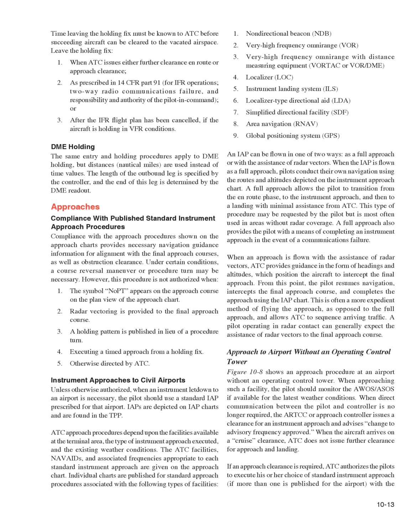A full approach also provides the pilot with a means of completing an instrument approach in the event of a communications failure. When an approach is flown with the assistance of radar vectors, ATC provides guidance in the form of headings and altitudes, which position the aircraft to intercept the final approach. From this point, the pilot resumes navigation, intercepts the final approach course, and completes the approach using the IAP chart. This is often a more expedient method of flying the approach, as opposed to the full approach, and allows ATC to sequence arriving traffic. A pilot operating in radar contact can generally expect the assistance of radar vectors to the final approach course.